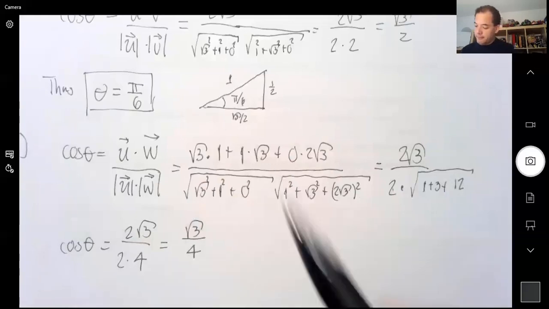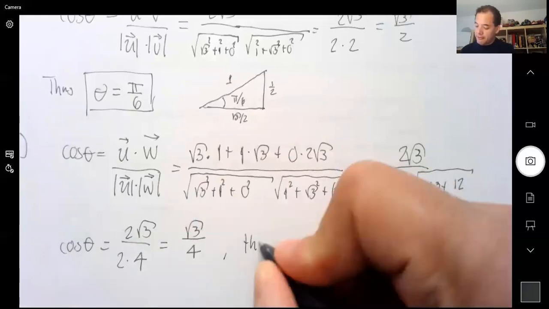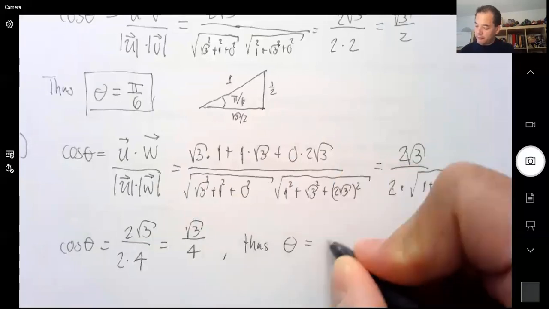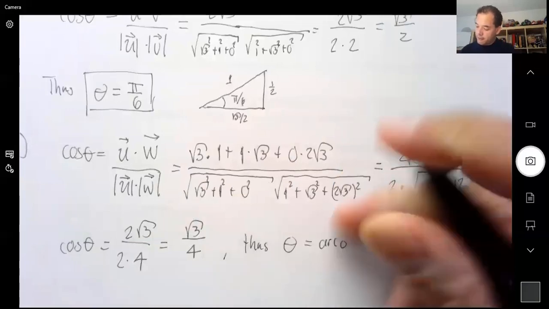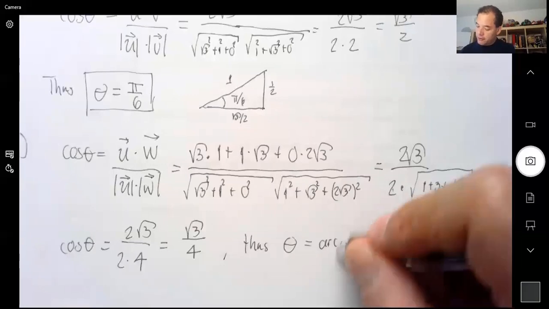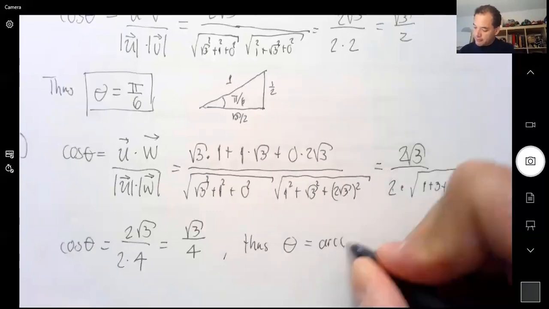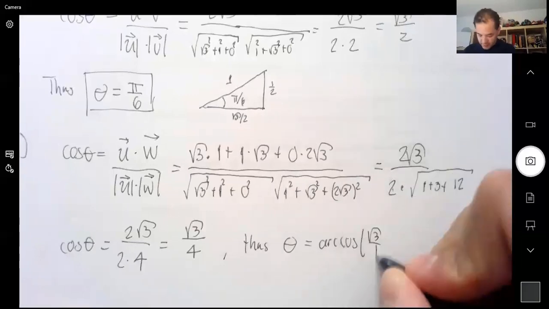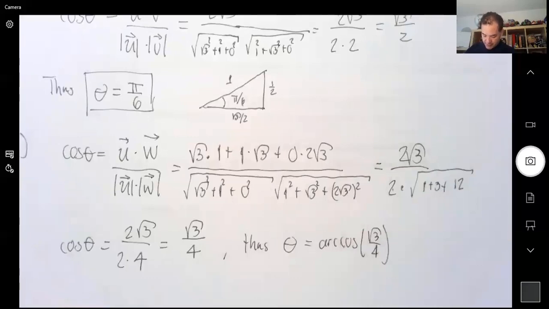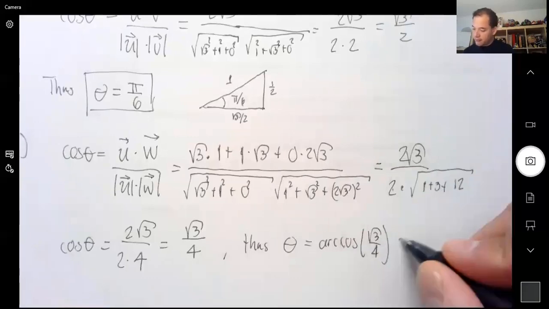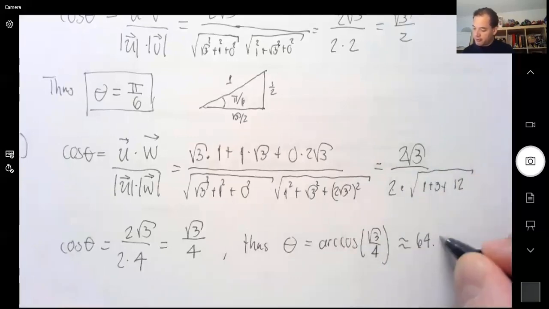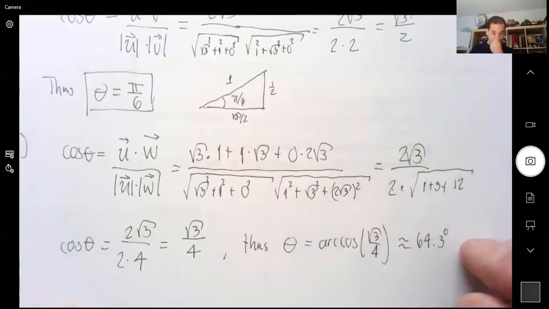So you can write it like this. You can use the arc cosine function. So it's arc cosine of square root of 3 over 4. The book says that it's about 64.3 degrees, in case you were wondering, but that's good. You can just leave it like this as the arc cosine of the square root of 3 over 4. Okay.